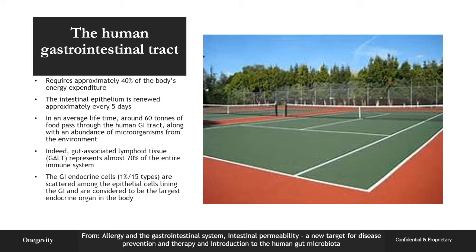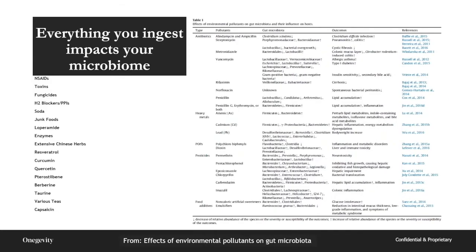In addition to that, we have 15 different types of GI endocrine cells. They may only represent about 1% of all the cells in the GI tract, but since the GI tract is so large, as a whole, they represent the largest endocrine organ in the body. And when you think endocrine, think hormone secreting. I have a picture of a tennis court to the right to represent the fact that it is thought that the surface area of the GI tract, mostly due to the small intestine, is equal to or greater than a doubles tennis court.